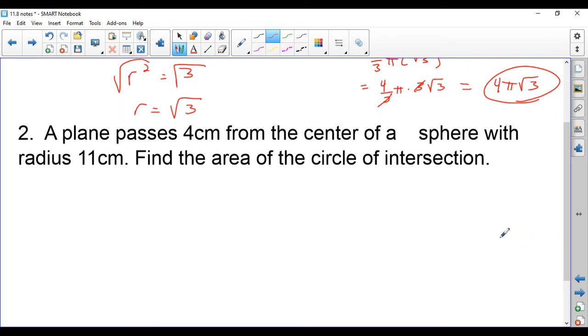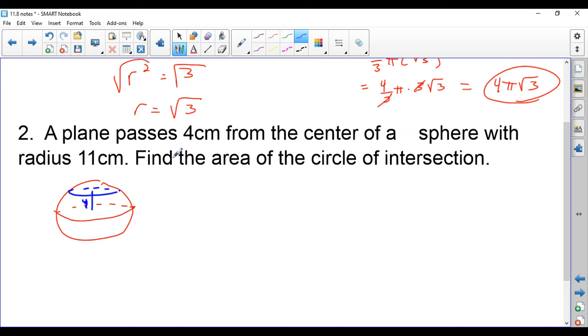Here I have a plane that passes 4 centimeters from the center of a sphere with a radius of 11 centimeters. I want to find the area of the circle of intersection. So I have a sphere, and the plane, this is like a geometric plane, is passing 4 centimeters from the center. So it's cutting through up here where this distance here is 4 centimeters. We've done problems like this back in the circle chapter.